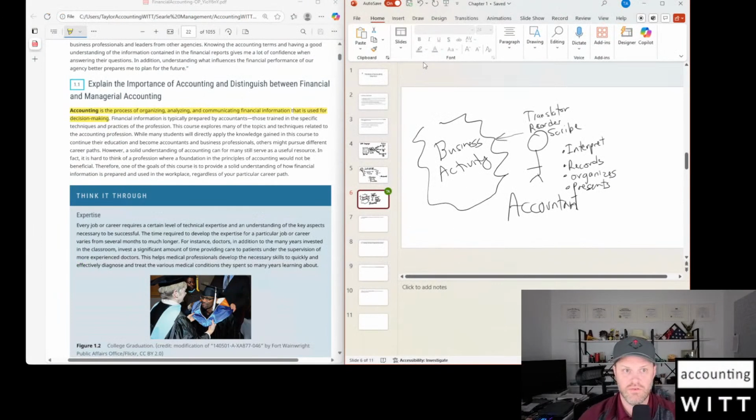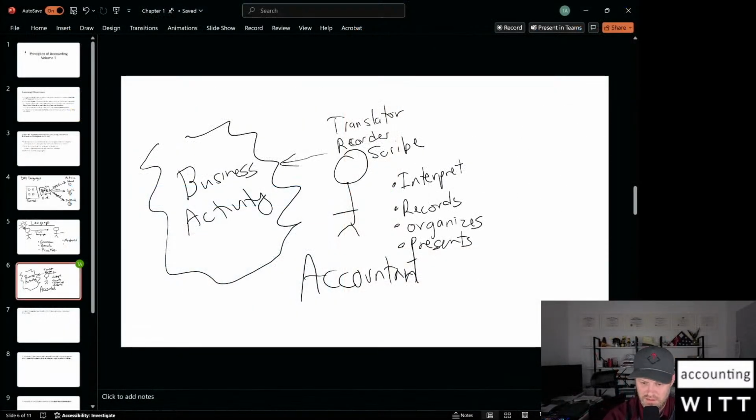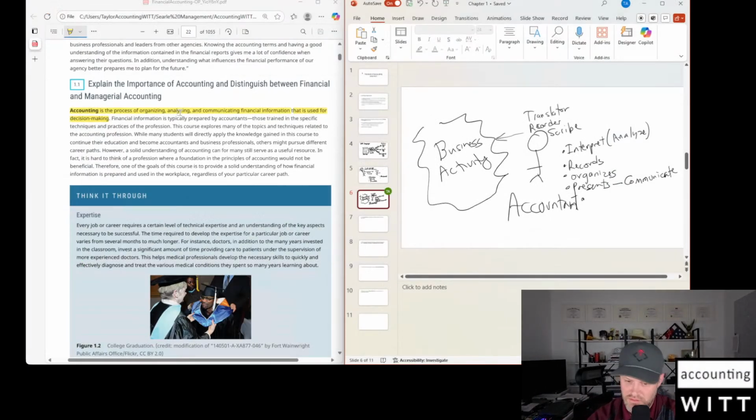So, I mean, let's go over and look at this highlighted thing. Organize, analyze. So, analyze, present, or communicate. They do that to, let's just say, the audience. Man, I'm gonna have to figure out a different way to write on this tablet so that my handwriting doesn't suffer so bad.